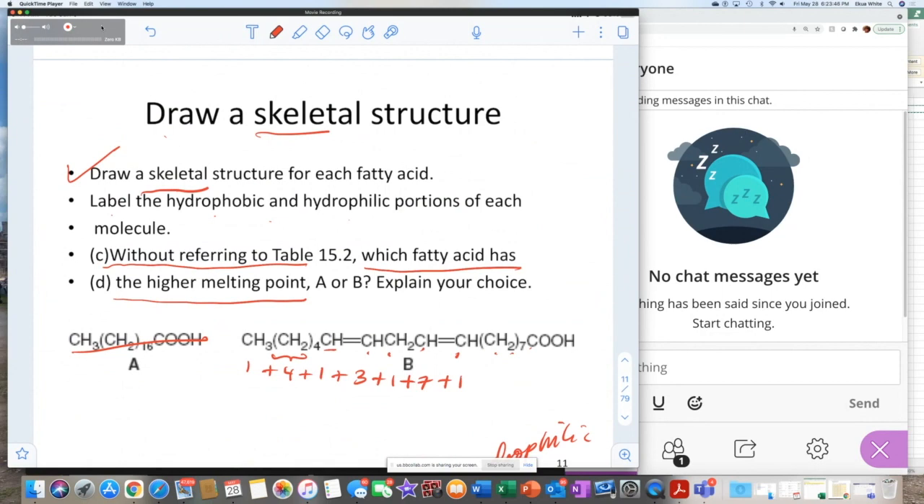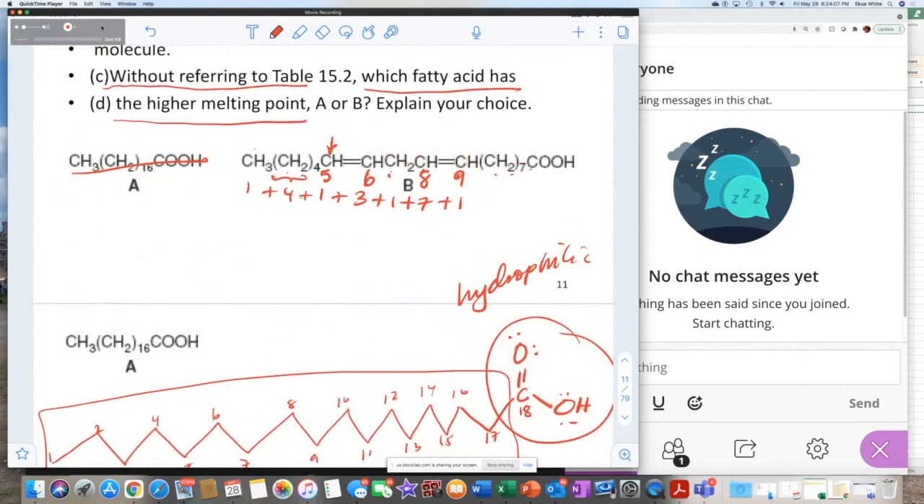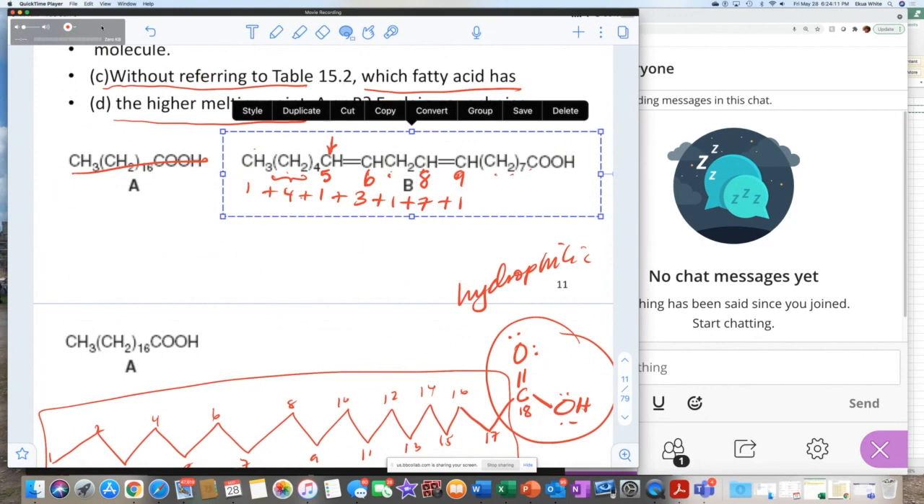So let's see. This carbon here, the double bond, I'll make this cis. This is carbon number 1, and so this would be carbon number 5, 6, 7, 8, 9. Okay, so I can keep going until I get to that. I'm going to need this part here, all of this, copy it.